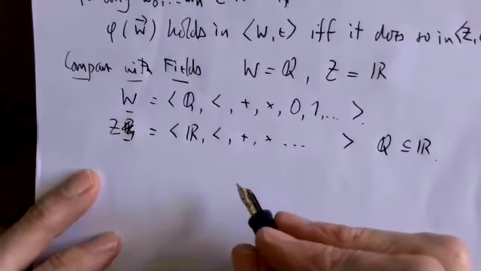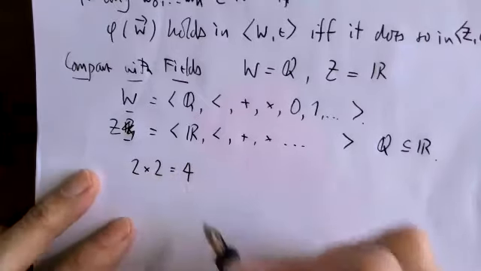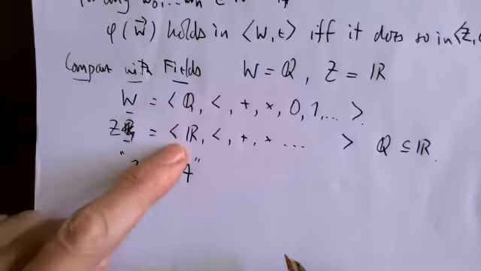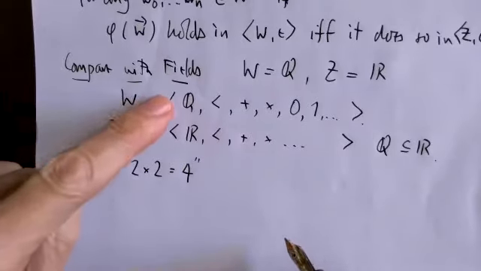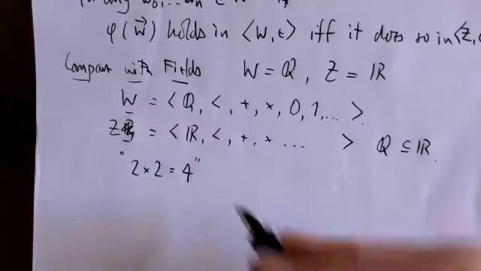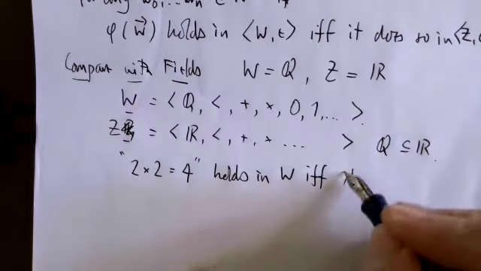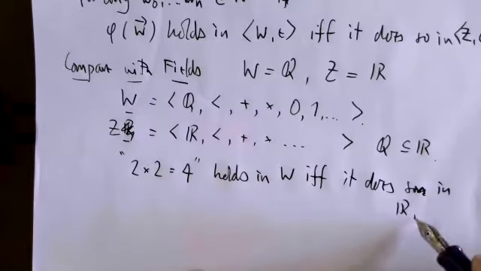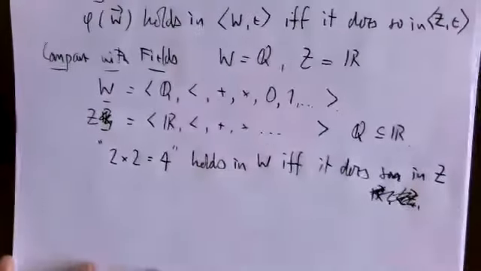Now, consider 2 times 2 equals 4, right? This statement. Of course, this holds in the rationals if and only if it holds in the reals. I mean, it's almost too obvious to be worth saying, but we're just so used to thinking of Q as just being a subset of R here. If it does so in Z, in the reals, Z.